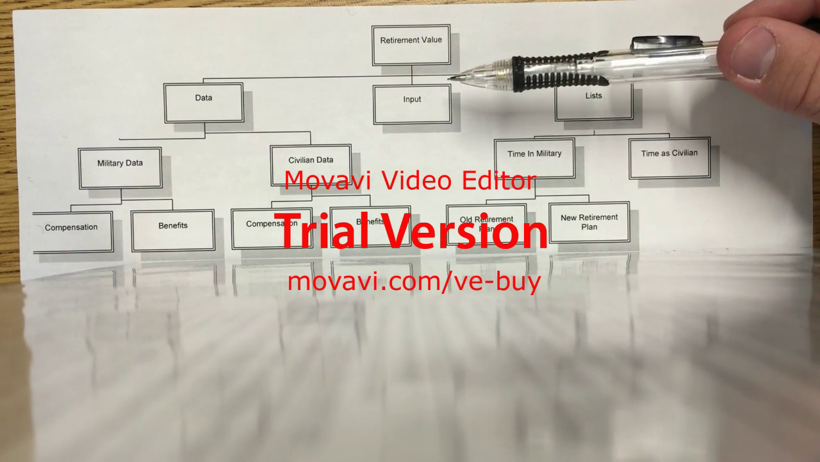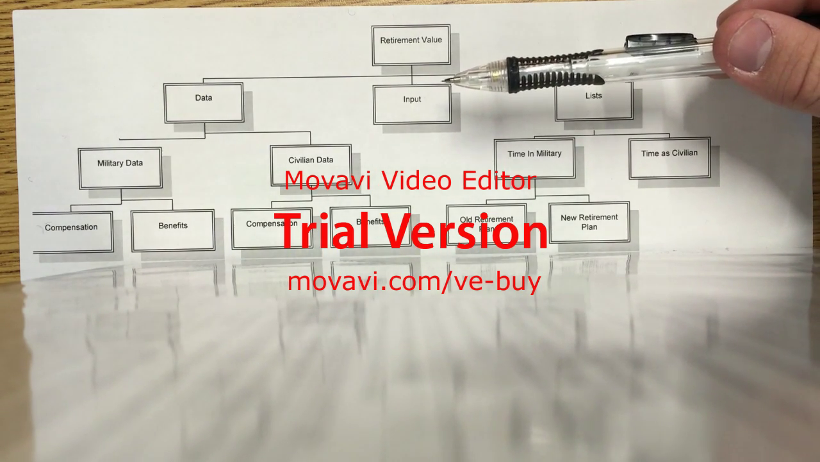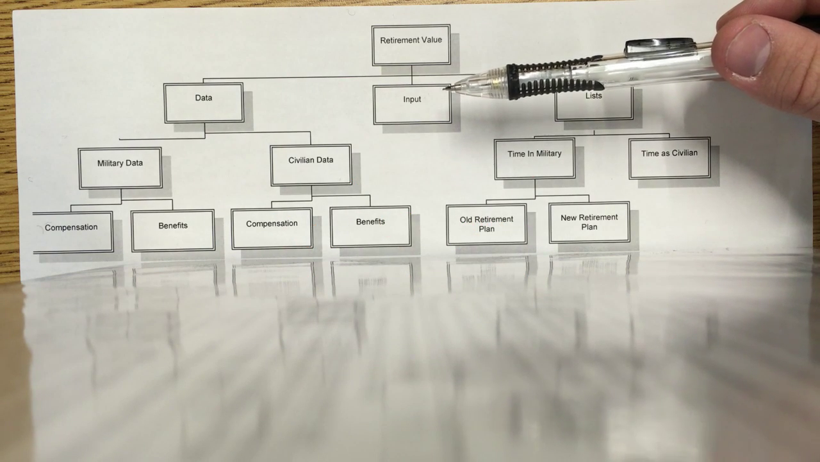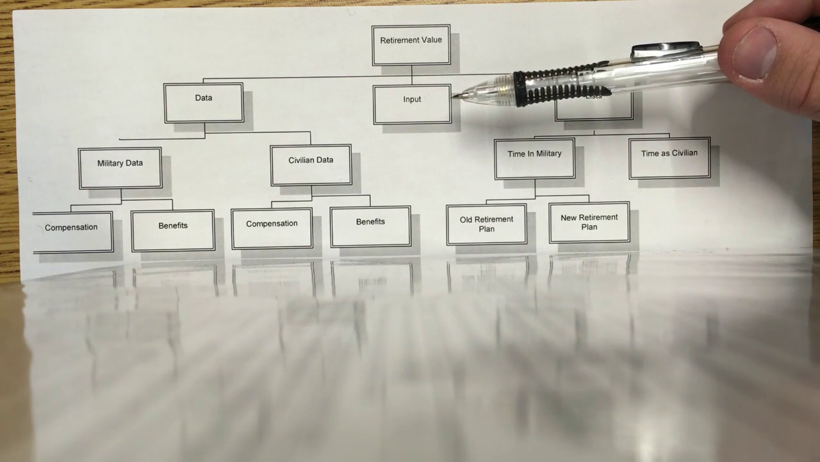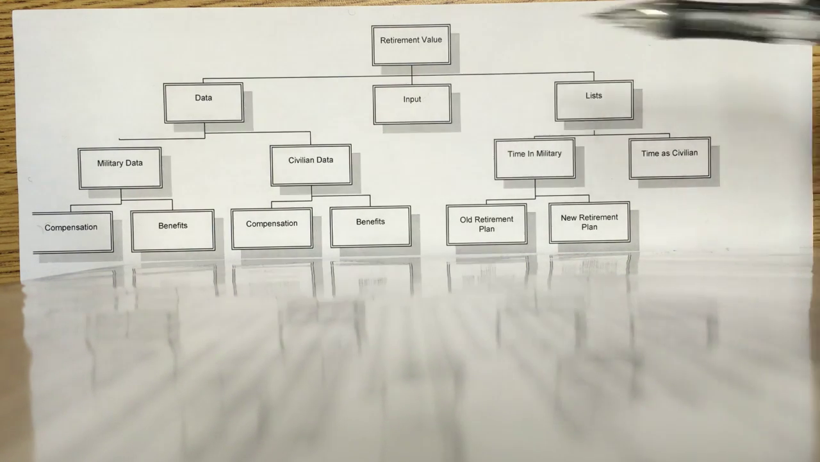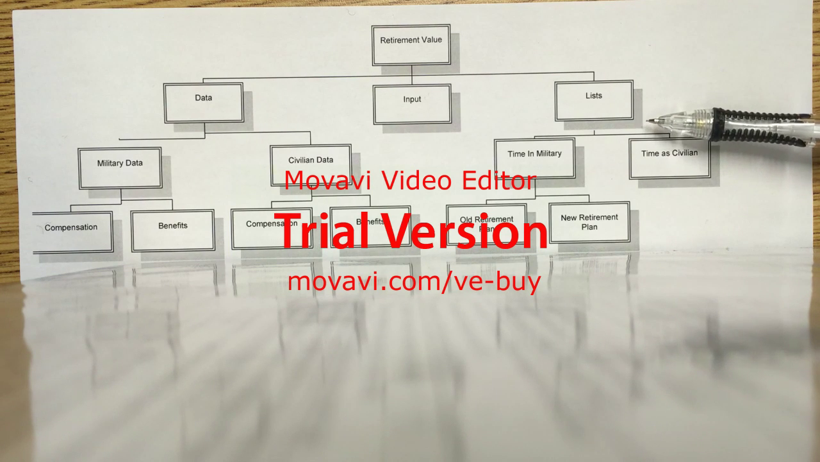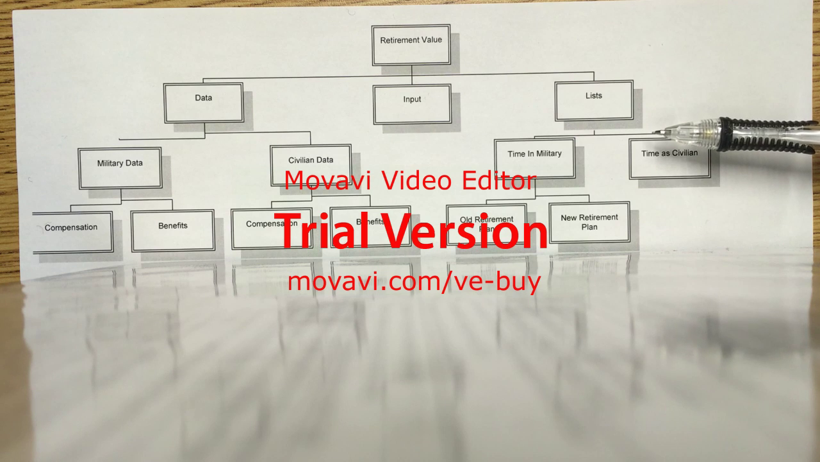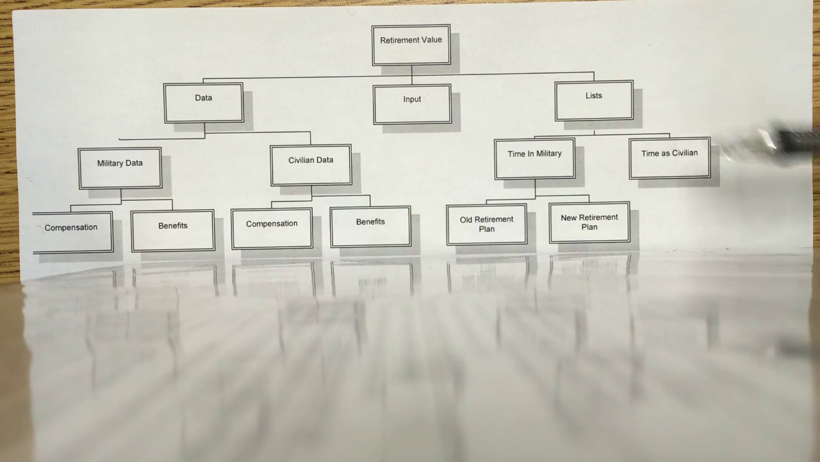Next is input, which will only include selecting the old or new military retirement plan, time in the military versus civilian world, location, and what the civilian job will be after time in the military is served. Lists necessary for this system include time in the military, which will include data for the old and new retirement plans, and finally time as a civilian. These lists are necessary as length of time for a specific job will increase both compensation and benefits as described before.